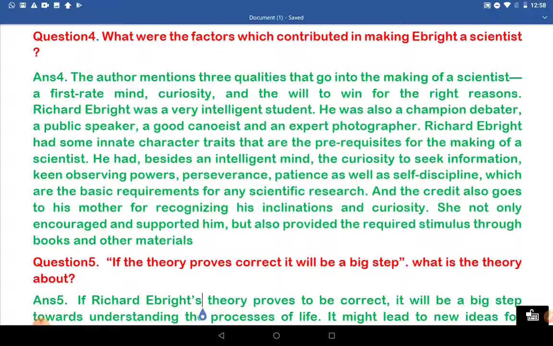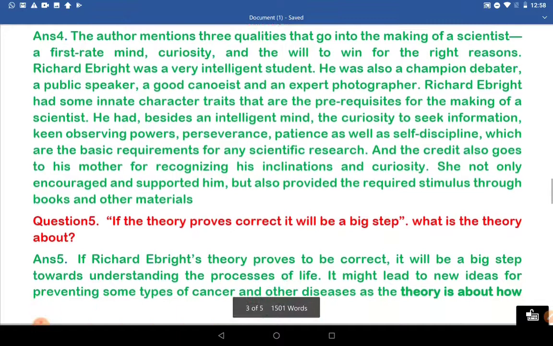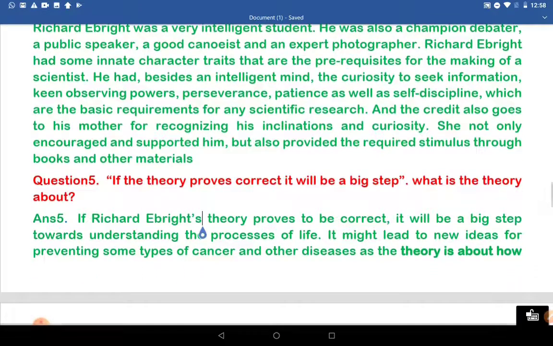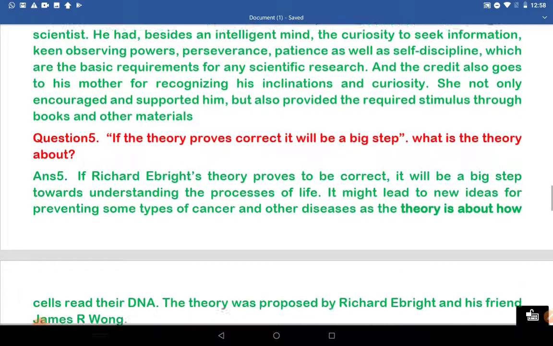He had, besides an intelligent mind, the curiosity to seek information, keen observing power, perseverance, patience, as well as self-discipline, which are the basic requirements for any scientific research. And the credit also goes to his mother for recognizing his inclination and curiosity. She not only encouraged and supported him, but also provided the required stimulus through books and other materials.